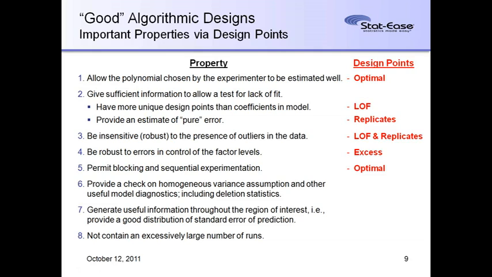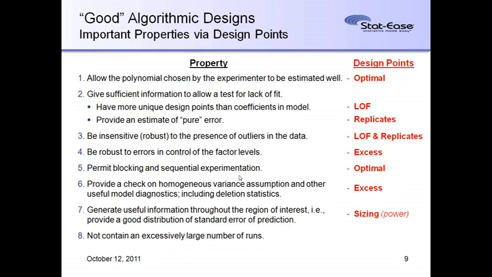You want to permit blocking and sequential experimentation. We can put blocking coefficients into our model and do optimal design to get estimates of the blocking coefficients as well. So that works well. We want to provide a check on the assumptions that underlie our model fitting. And so again, excess points help there to provide those diagnostics. If you have a minimum number of points, you don't get any diagnostics. If you have any points with leverage of 1, you lose the deletion statistics diagnostics.